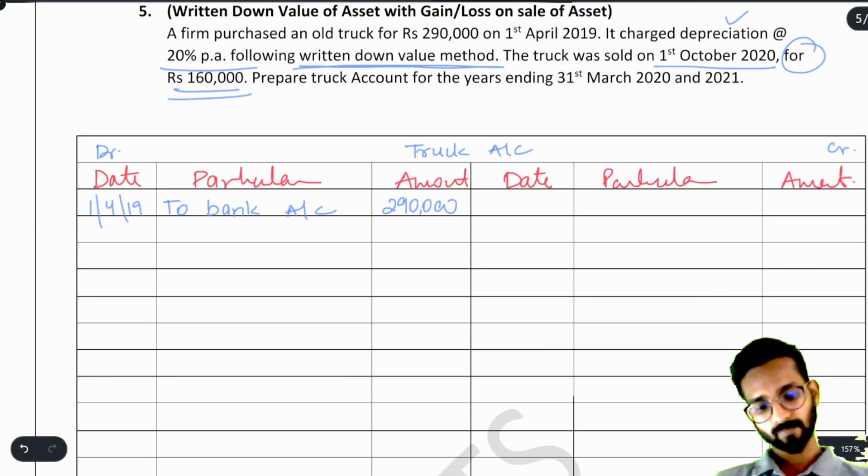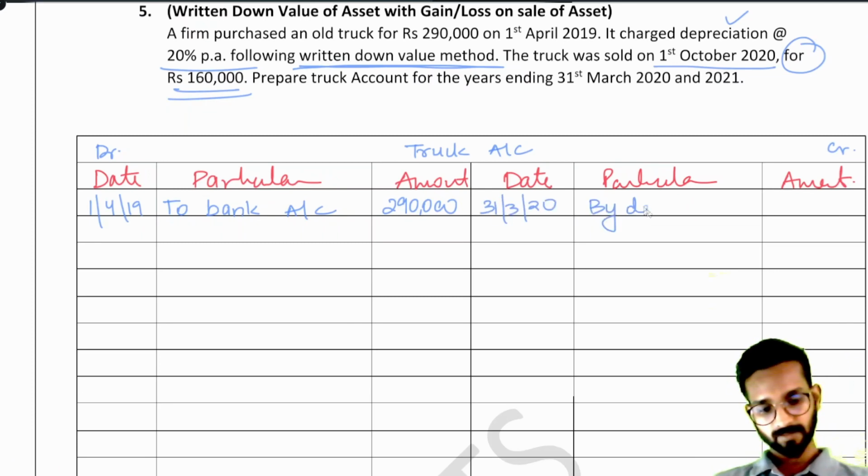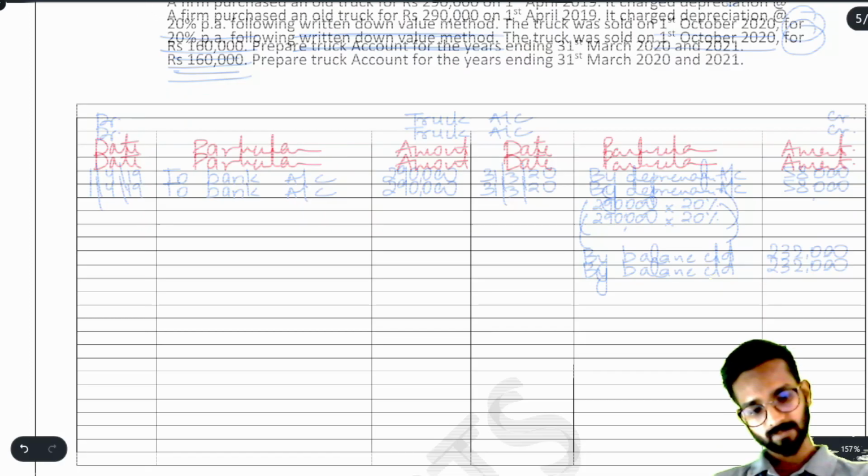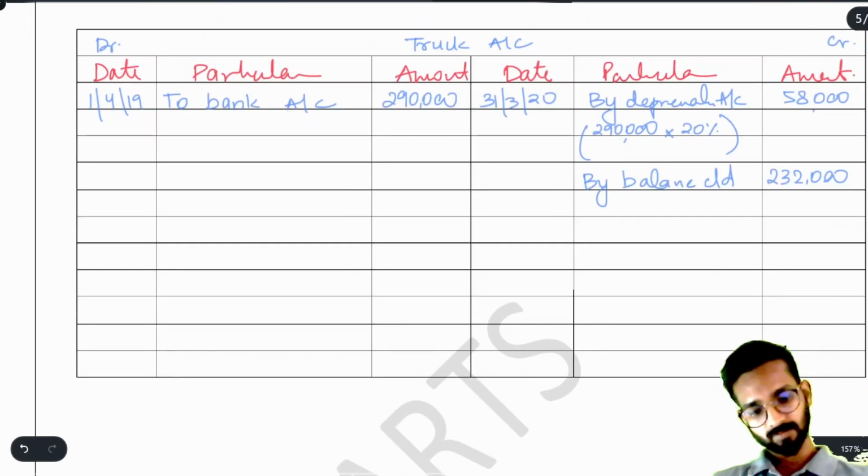You will write here 31st March 2020, by depreciation account. How much? See, 2,90,000. How much is the depreciation rate? 20%, so write here 20%. It will become 58,000. So your closing balance will be by balance carried down, 290 minus 58, it will become 2,32,000. Simple.